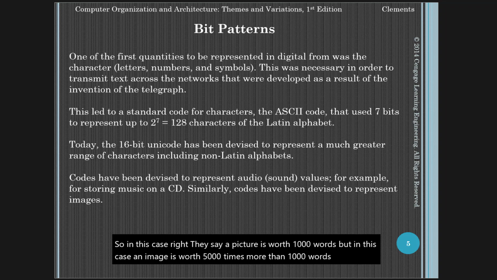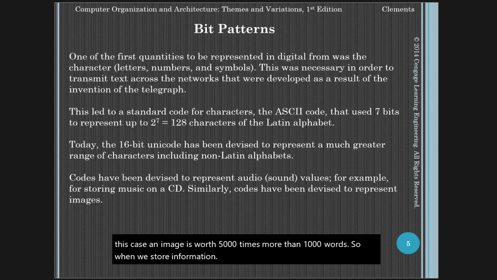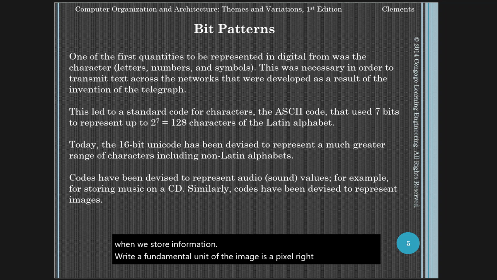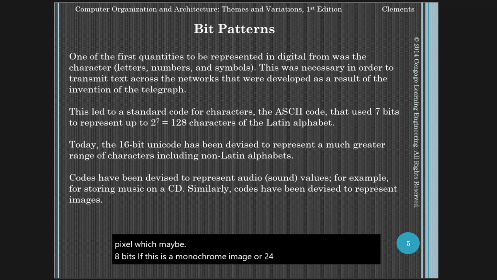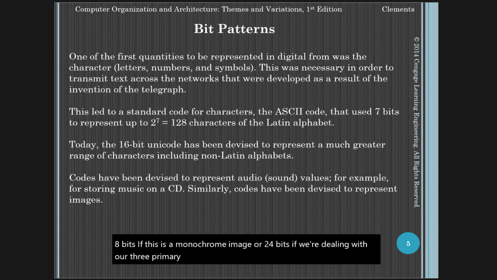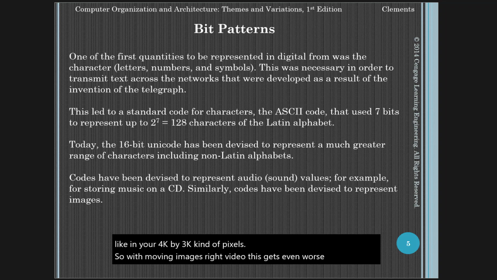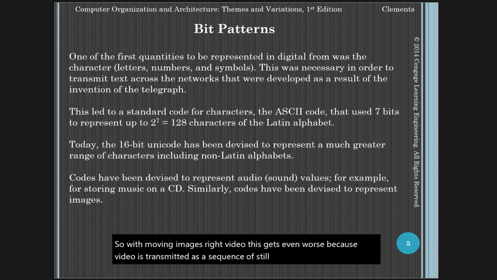When we store information, a fundamental unit of the image is a pixel, a picture element, which may be 8 bits if this is a monochrome image, or 24 bits if we're dealing with our 3 primary colors. A high resolution image is more, like in your 4K by 3K kind of pixels. With moving images, video, this gets even worse because video is transmitted as a sequence of still images that are updated like 60 times a second, 60 FPS.